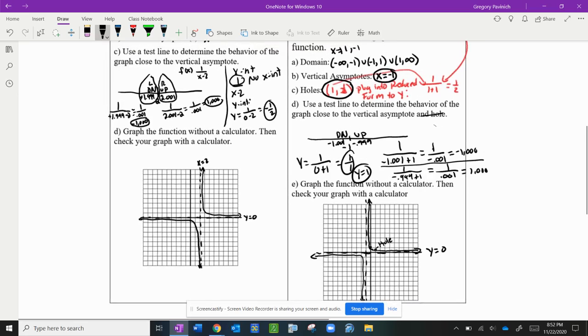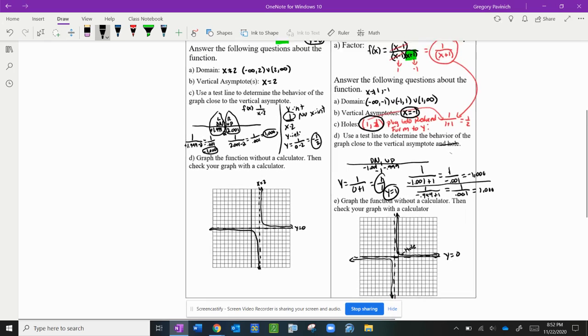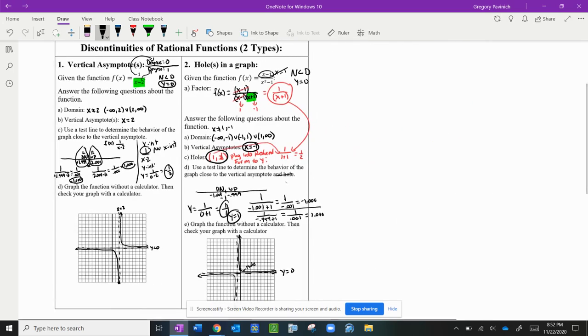Okay, and that's how I graph the features of my rational function. Just remember, a hole in the graph is caused by a point of discontinuity, a factor of the denominator reducing with the numerator. If they don't reduce out, they're always vertical asymptotes. Okay, thanks.